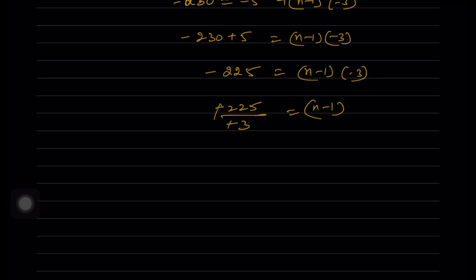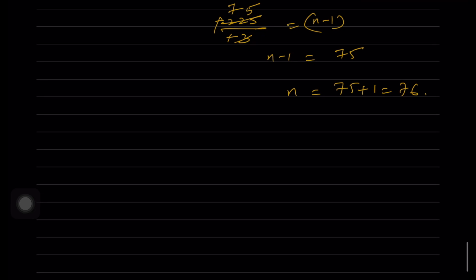So minus minus will get cancelled. 3 7s are 21, 3 5s are 15. So n minus 1 is equal to 75. N is equal to 75 plus 1, which is equal to 76. So the 76th term is minus 230. So now we have to find out what is the sum of these 76 terms.